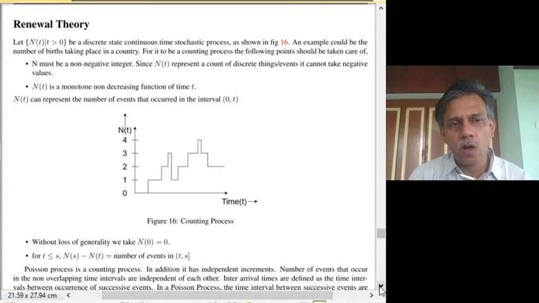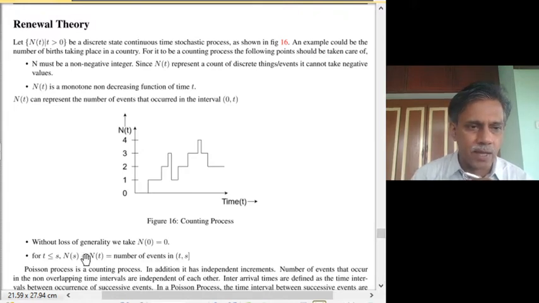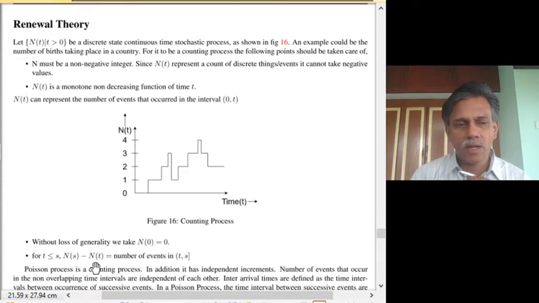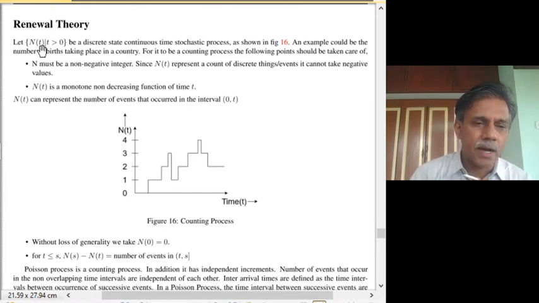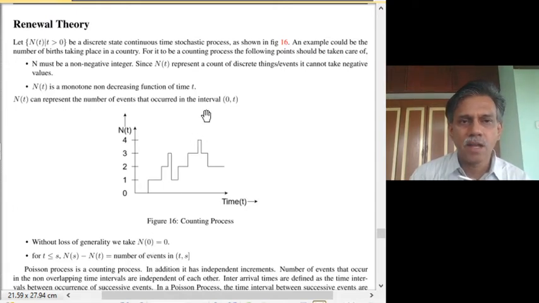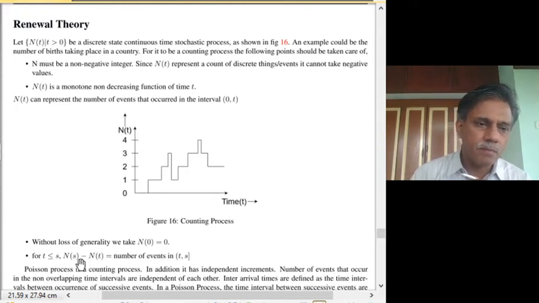Further, the monotone non-decreasing nature of N(t) demands that for two time points t and s, where t is less than or equal to s, N(s) minus N(t) again has to be non-negative, and this signifies the number of events that have occurred in the interval (t, s], where this is a semi-open interval. Here t is not included but s is included, because N(t) represents the number of events that have taken place from 0 up to t, which includes t. So if you find N(s) minus N(t), t has to be removed but s is included.